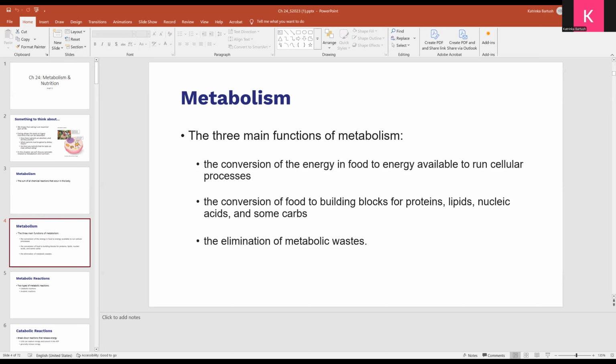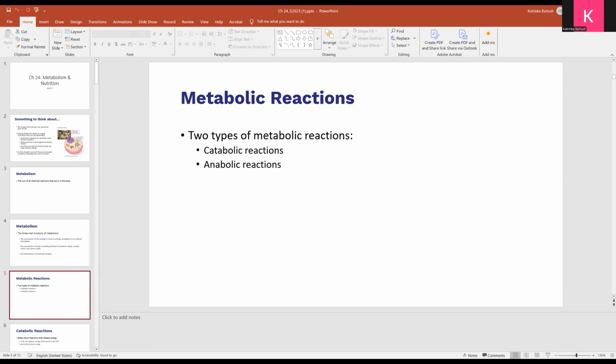So, metabolism is defined as the conversion of energy in food to available cellular energy. So then consider the conversion of food to the building blocks that we need to make the proteins, lipids, nucleic acids, etc., that the body actually needs at the moment. And then it also includes the elimination of waste. So the summary of this definition of metabolism is that it is the sum of all the chemical reactions that occur in the body. So what are these chemical reactions?